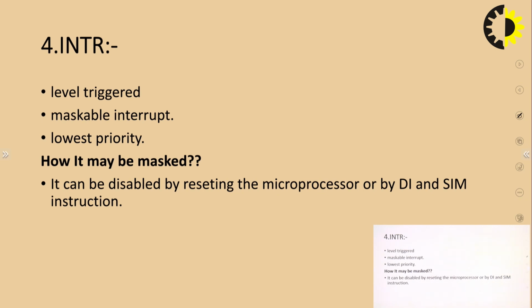Last one, the hardware interrupt is INTR. It is having the lowest priority. It is level triggered again. It will be triggered on the level. Maskable interrupt. It can be disabled by resetting the microprocessor and by using DI and SIM instructions as in the previous case.